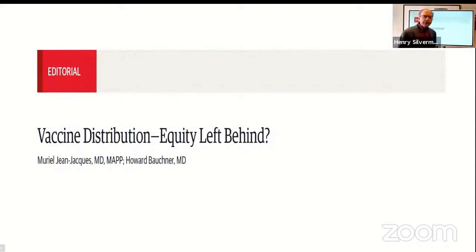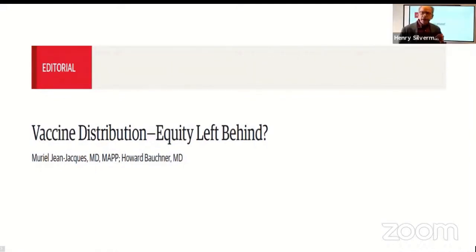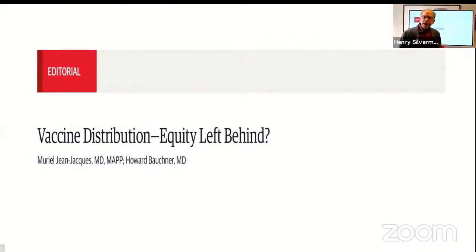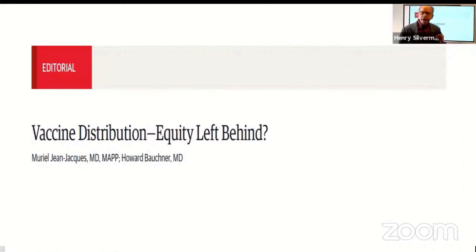An example that's happening now is the vaccine distribution, with a title from a recent editorial, Equity Left Behind. We have all these policies on how to distribute the vaccine. We have to understand why vulnerable groups are left behind. They don't have the means to access the vaccine in their society.